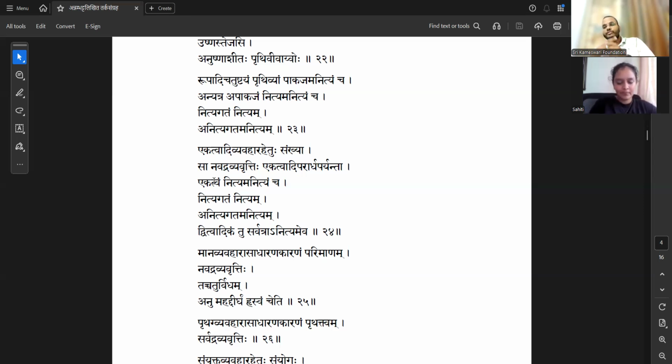So this proves that from 2 until Parārdha, all the numbers, whether they are in eternal entities or non-eternal entities, are non-eternal. Whenever the idea of counting goes away, the apeksha buddhi gets destroyed, and the number also gets destroyed. And apeksha buddhi will definitely have a very limited period of existence. So from 2 until Parārdha, all the numbers are anitya only. Okay?